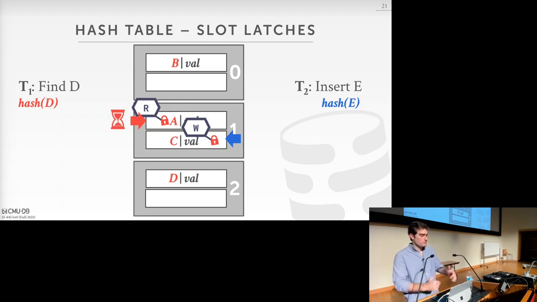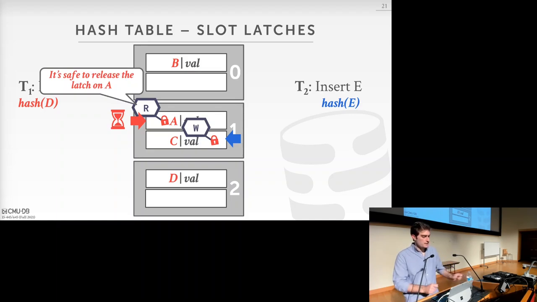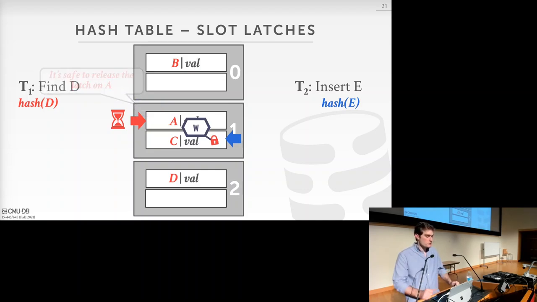So now when transaction 1 wants to go and read the next slot, it's going to block waiting for transaction 2 to release its latch. We've already checked the value in the first slot for transaction 1, so it's safe for us to release this latch since we don't need to go back to it. We looked at it, it's not what we were looking for, it's not key D, so we want to move on. But while we're blocked waiting for transaction 2, we don't want to prevent other concurrent transactions. So imagine there's some transaction 3 that wants to come read A, we don't want to prevent that from making progress.